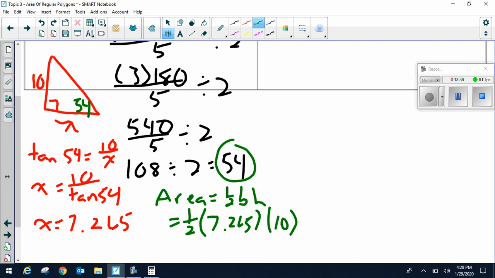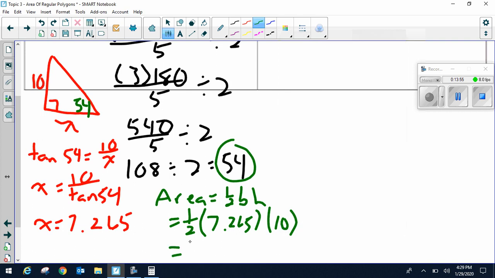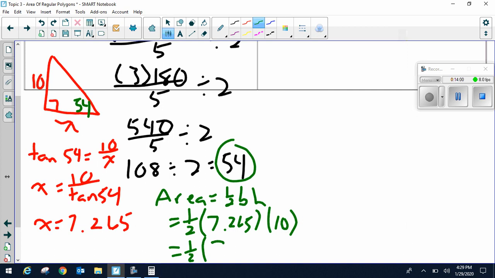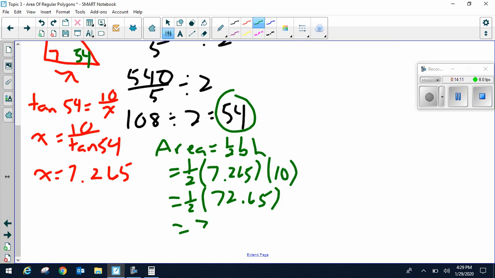Now, in my calculator, notice I had a rounded number here, but in my calculator, all I'm going to do, because I need to take that base, that's the base that I have right there on the screen in my calculator, I'm going to hit times 10 and hit equals. So I get this, 1/2 of 72.65. But again, I'm not changing the number in my calculator. Okay, and then we got to hit divided by 2, it equals, and you get 36.33. Okay, so that's the area of the triangle.